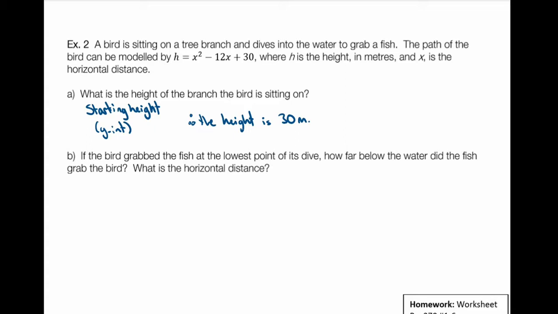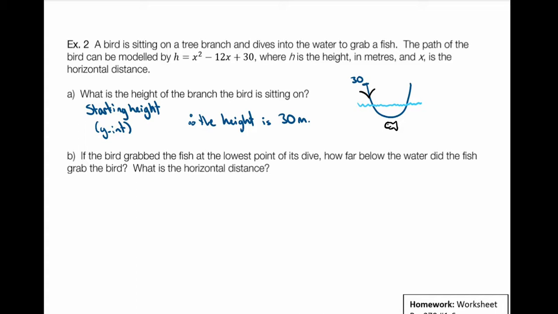So thinking about this, we have kind of a general idea of this graph. We know it's going to look something like this, with kind of the starting point at 30. It's going to land in the water. It's my bird, and it's going to grab a fish. So just to help you visualize what's actually happening here, the bird's going to dive in, grab the fish, and then come back up.